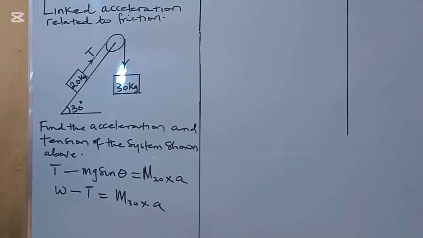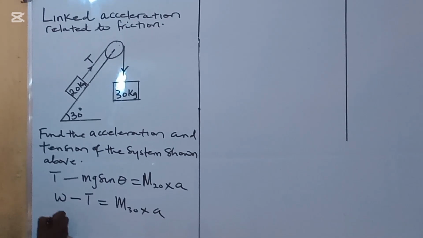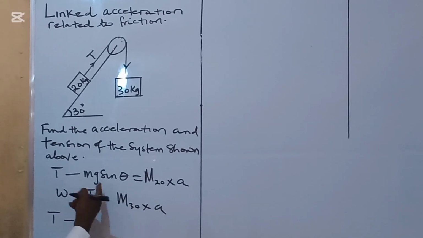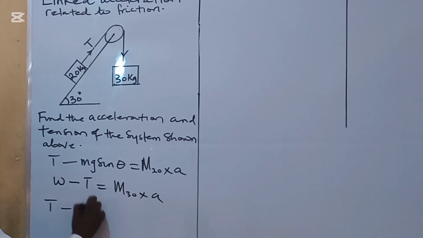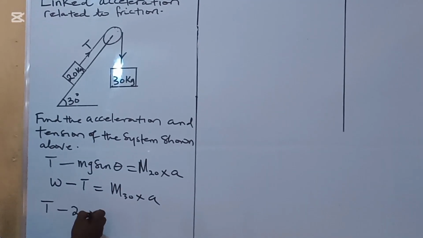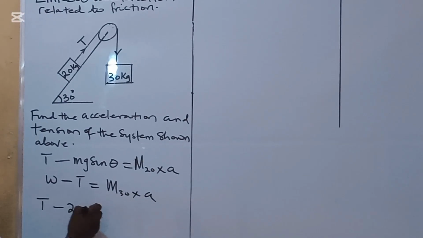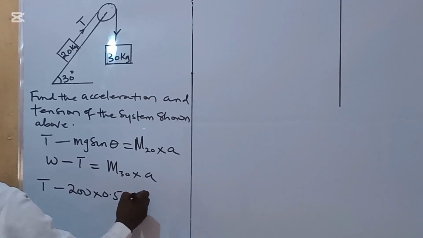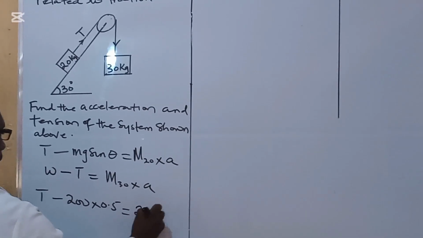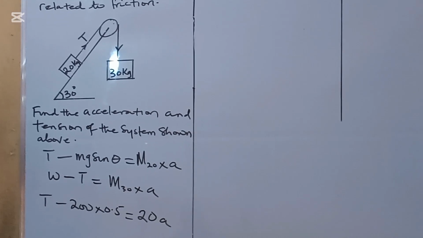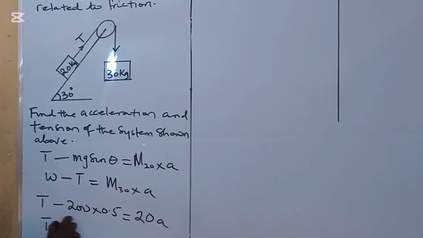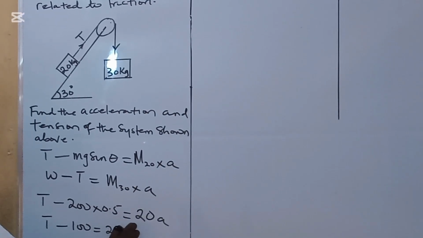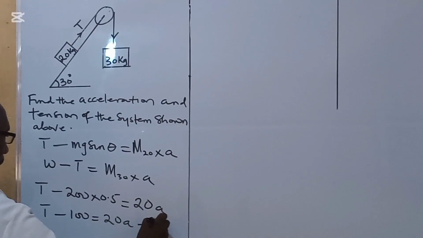Now let us slot in the values. From the first equation, T minus 20 times 10, which gives me 200, times sine 30 degrees. Sine 30 degrees is 0.5, times 0.5, is equal to the mass 20 times A, 20A. Let me see. T minus 0.5 times 200 will be 100, is equal to 20A. Let me call this one equation number 1.